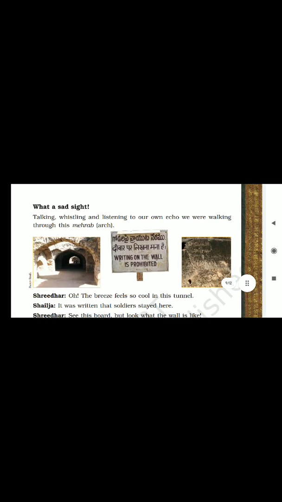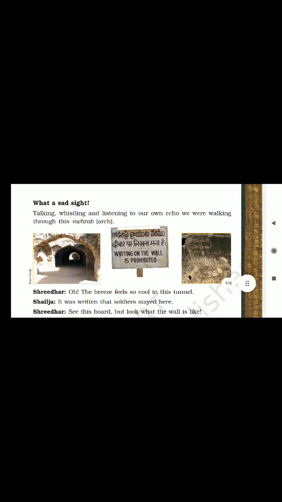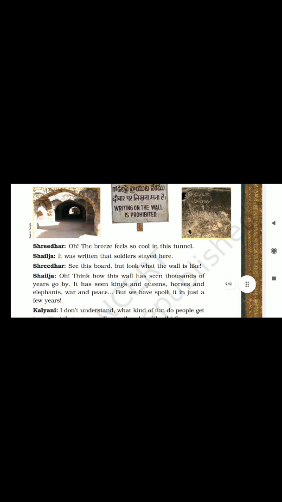What a sad sight. Talking, whistling and listening to our own echo, we were walking through this Maharav arc. Sridhar, oh, the bridge feels so cold in this tunnel. Bridge means slow wind, we can say. Salja, it was written that soldiers stay here. Sridhar, see this board, but look what the wall is like.